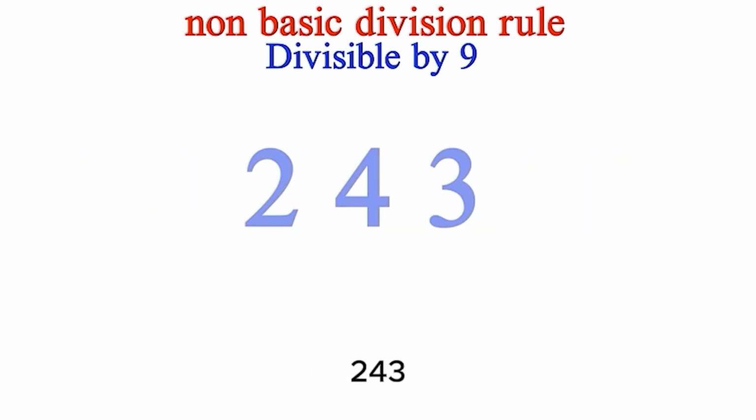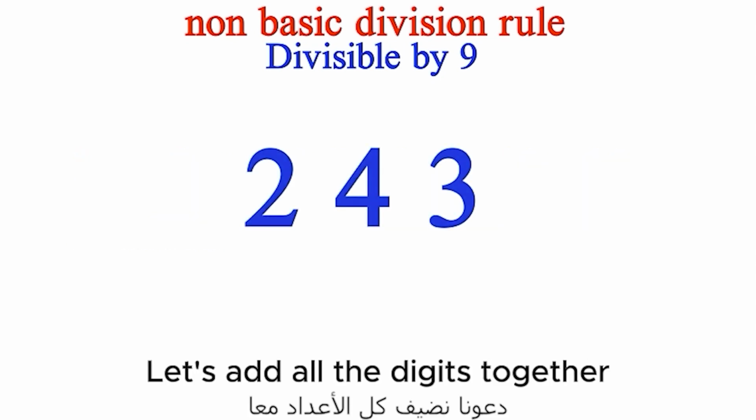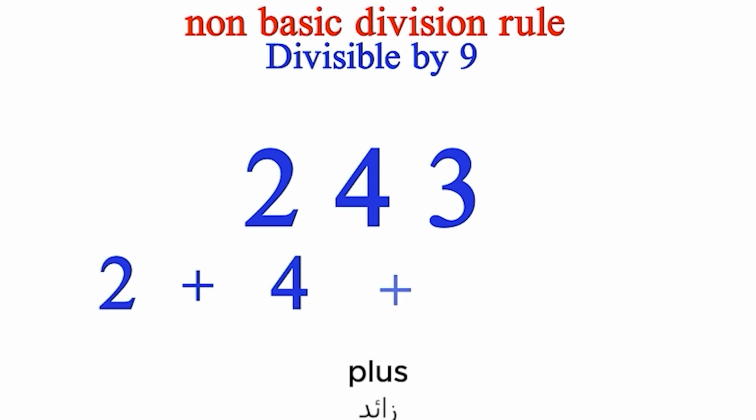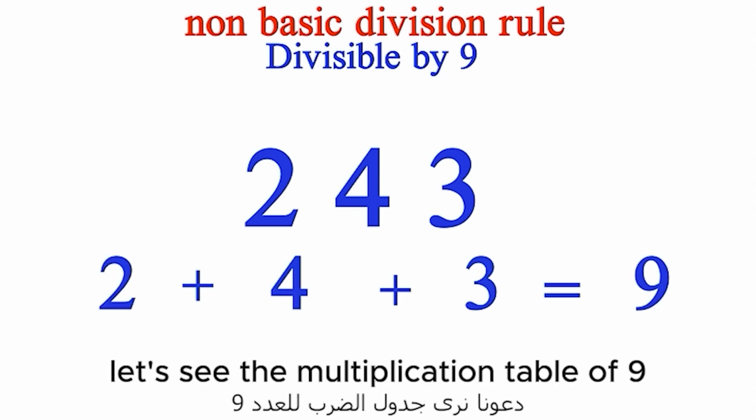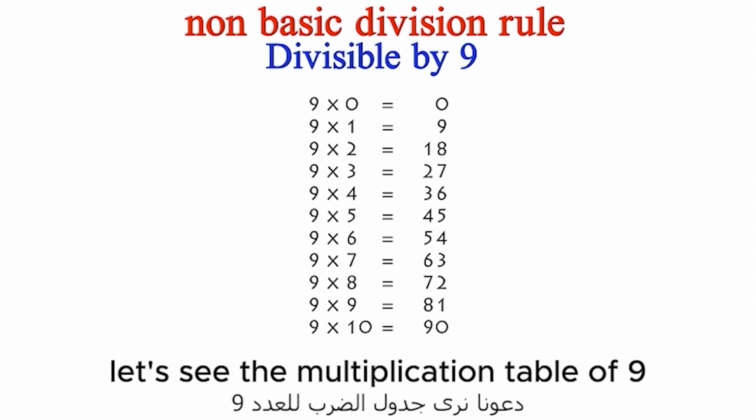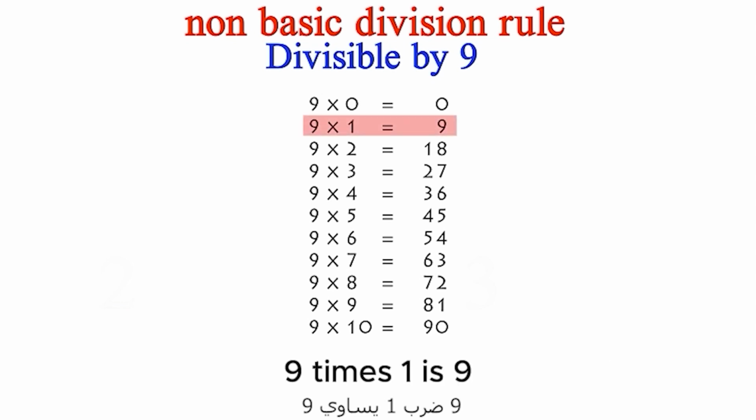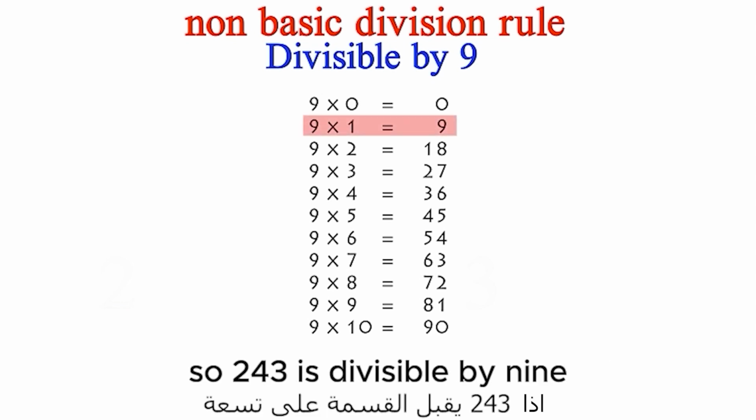Example, 243. Let's add all the digits together. 2 plus 4 plus 3 equals 9. Let's see the multiplication table of 9. 9 times 1 is 9. So 243 is divisible by 9.